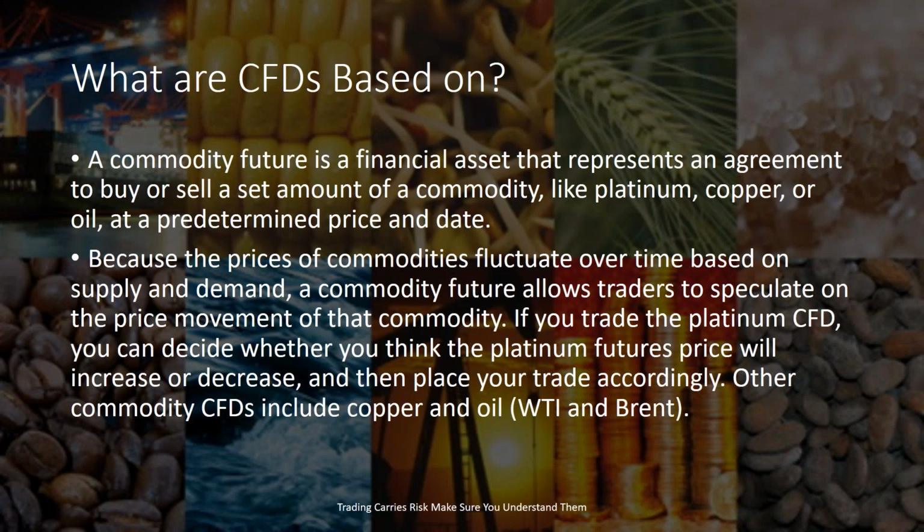Now, a commodities future is a financial asset that represents an agreement to buy or sell a set amount of a commodity like platinum, copper, or gold at a predetermined price at a predetermined date. Because the price of commodities fluctuates over time based on supply and demand, a commodity future allows traders to speculate on the price movement of that commodity. If you trade the platinum CFD, you can decide whether you think platinum futures will rise or fall, and then place your trade accordingly. Other commodities include copper and oil, Brent oil or Sea oil, coffee, wheat, and corn.